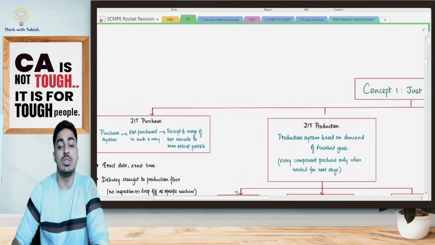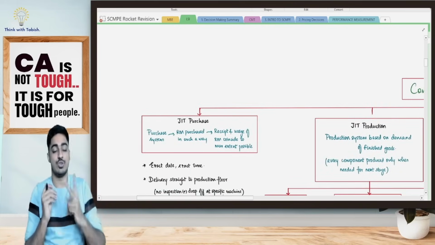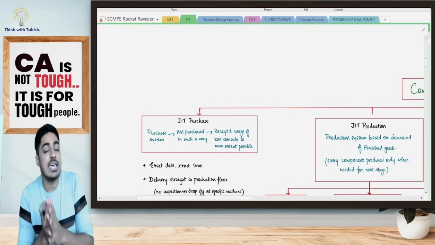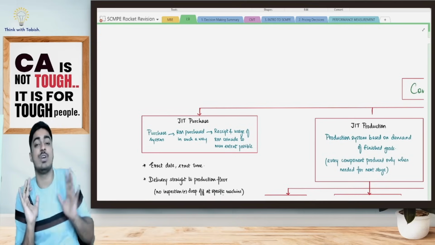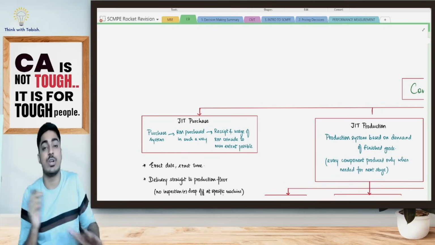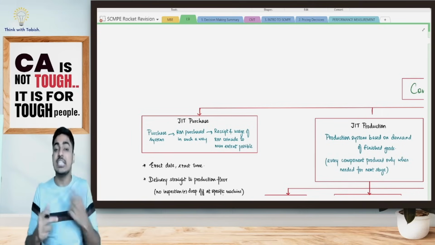Now going to the first concept, which is just in time. Just in time. So 2 things are there: just in time purchase as well as just in time production. Again, a caveat for all the students, it's just a quick revision for you 1 day before the examination. I hope that all of you would have understood the concepts by now. If you have not understood the concepts, these videos are of no use. This is just for revision. Just in time purchase, what is it?